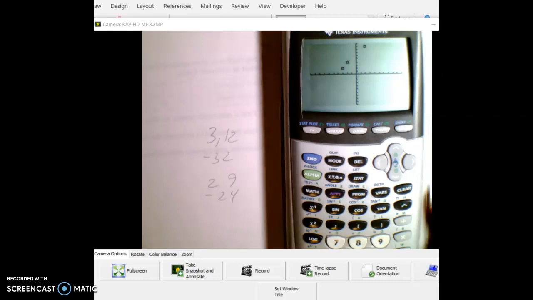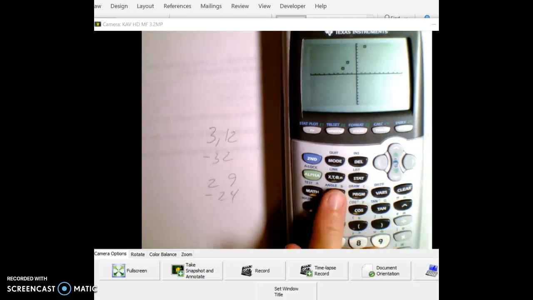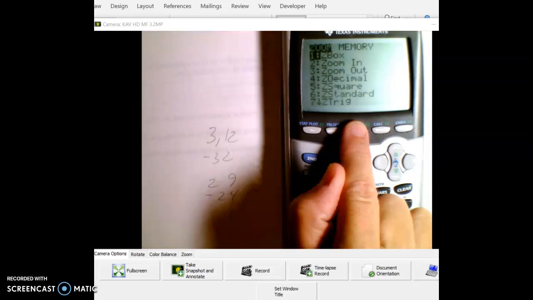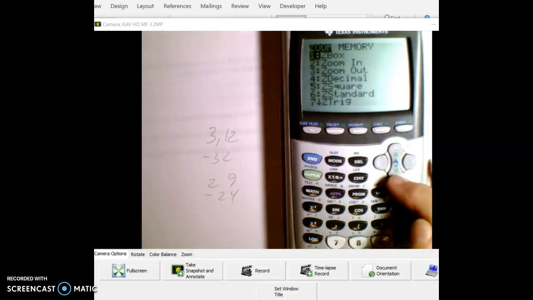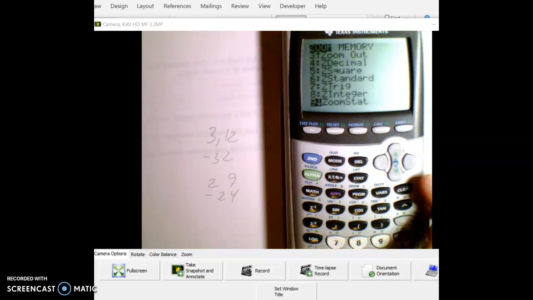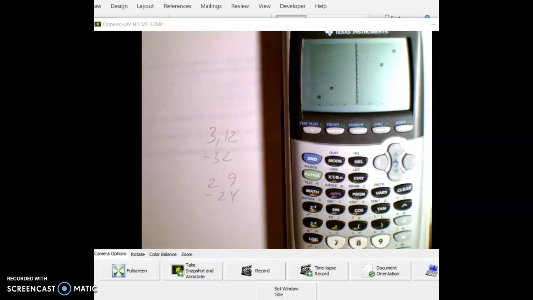So what could I possibly do? So remember the zoom button, which was really nice. We played with it the other day. So I'm going to hit zoom. And this time I'm going to go all the way down past 7, 8. When you see zoom stat, hit enter. Look at that. It set the window so I can see as many points as I put in. I put in 4 points. Now I can see them.